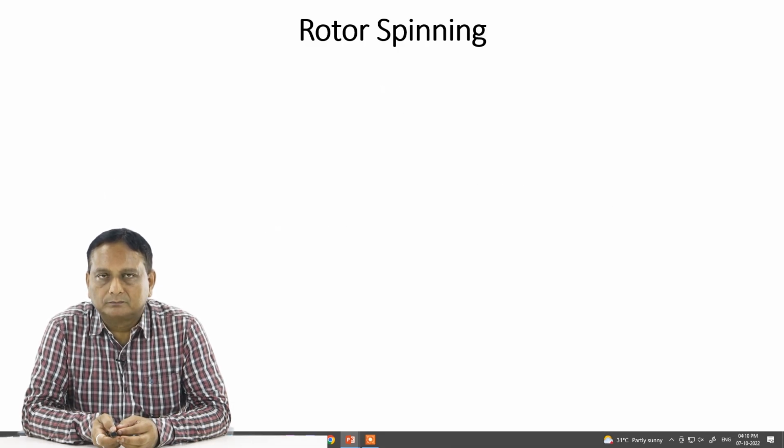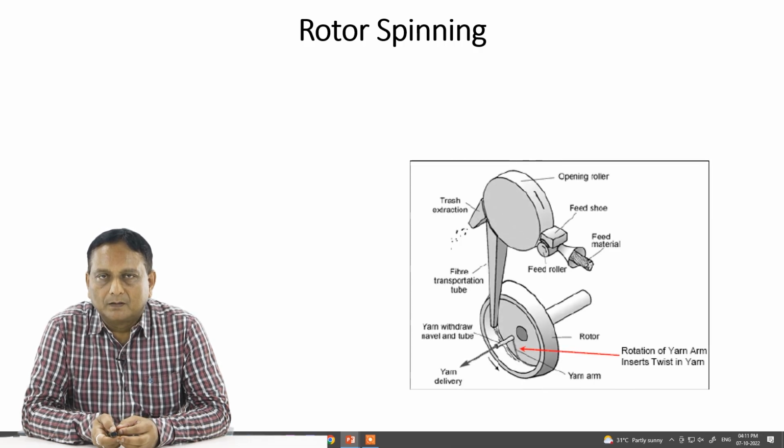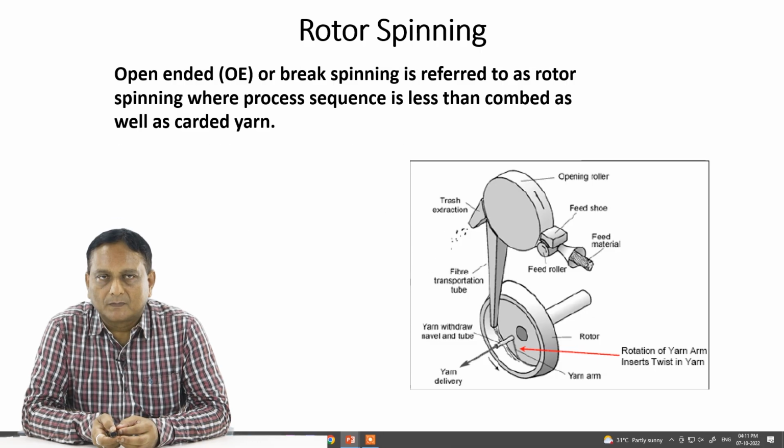Rotor spinning. This is one of the modern systems of spinning, and this is shown in the schematic view or the diagram in the figure. Now how does it work and what does it refer to? This rotor spinning is also called open-end spinning.